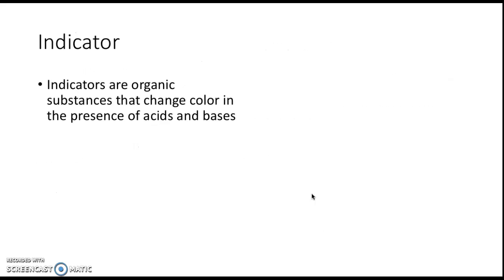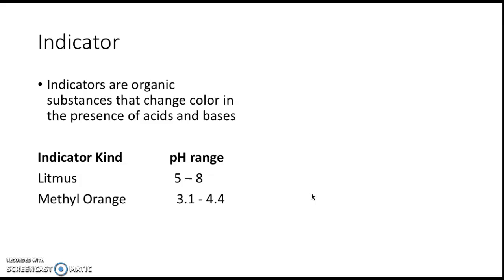Indicators. Indicators are organic substances that change color in the presence of acids and bases. So these might be a little bit off. Just check your chemistry reference table, like table M, for the exact amounts. So indicators, we have litmus, pH range 5 to 8, methyl orange 3.1 to 4.4, and then phenolphthalein 8.3 to 10. So indicators work this way.